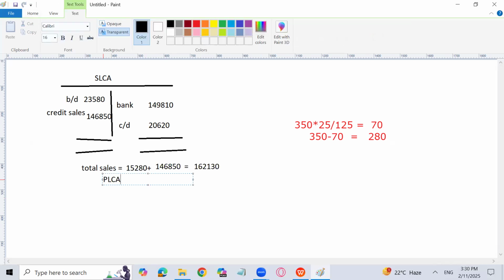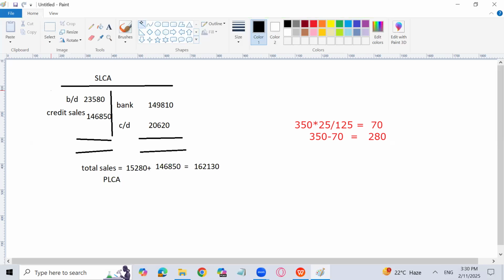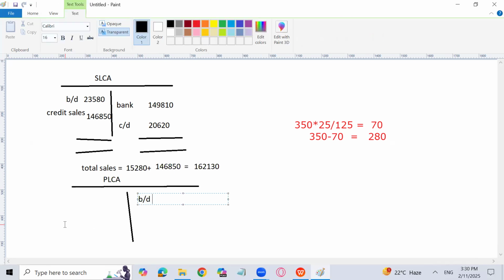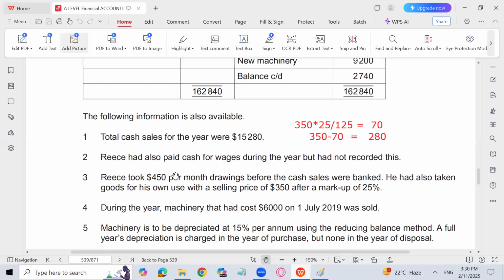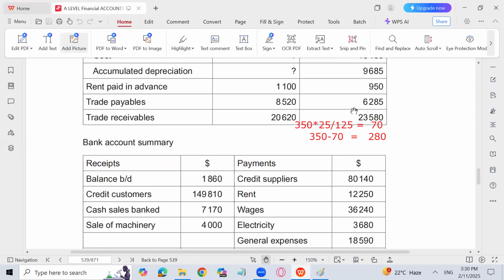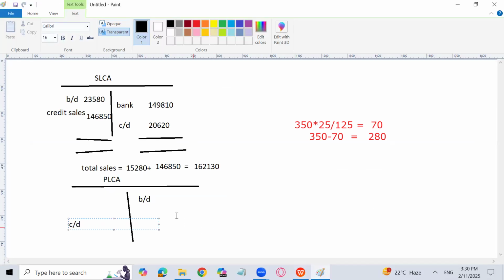Now I will prepare the purchase ledger control account in order to find the credit purchases. So let's do that. Purchase ledger control account is basically your total trade payable account. So brought down will come over here. I will write carried down over here. Let's see. Brought down of the trade payables, 6285 and 8520. So I will write here 6285 and 8520.